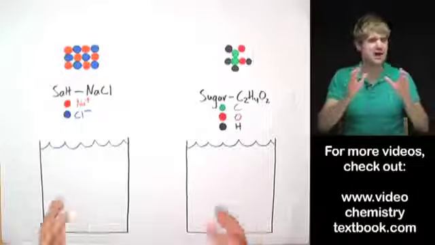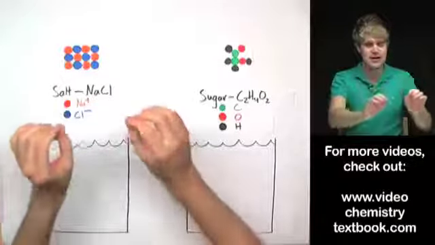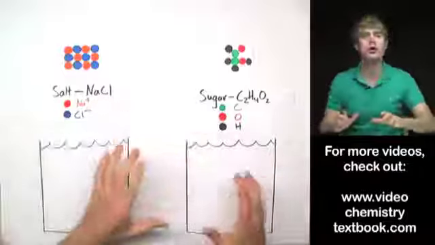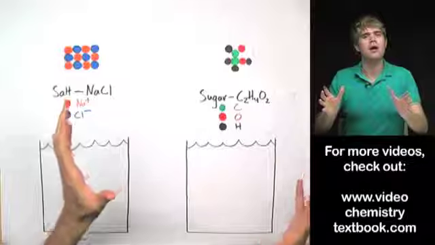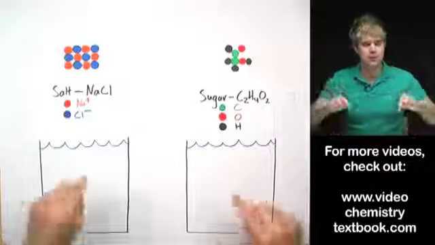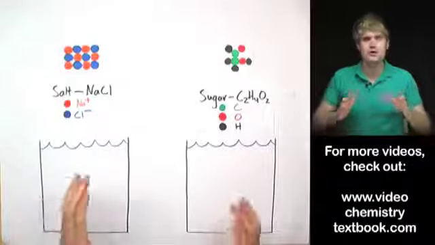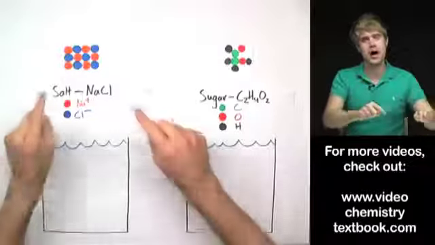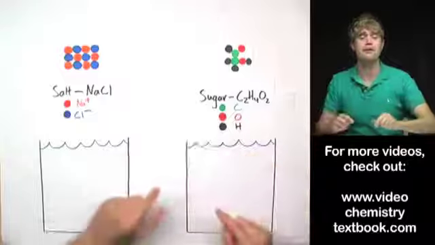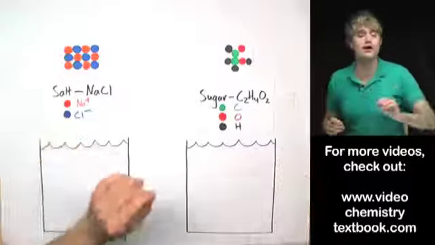But if you had atomic vision and you could see the atoms that make up salt and sugar, what would it look like as these grains broke apart and became invisible? That's what we're going to talk about here. So it actually depends whether something is an ionic or a covalent compound. It depends on what it would look like when it dissolves.